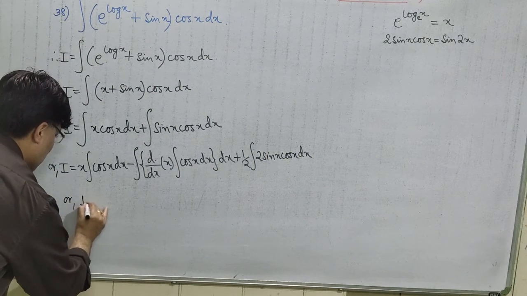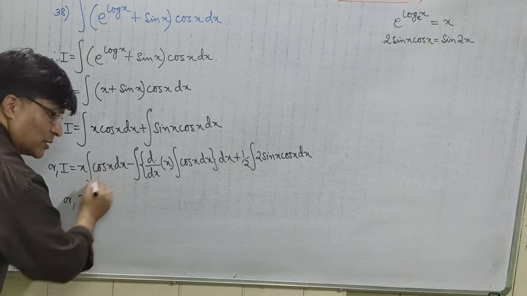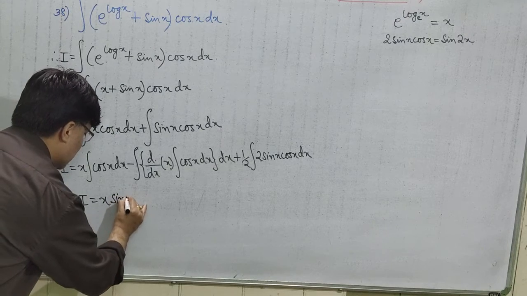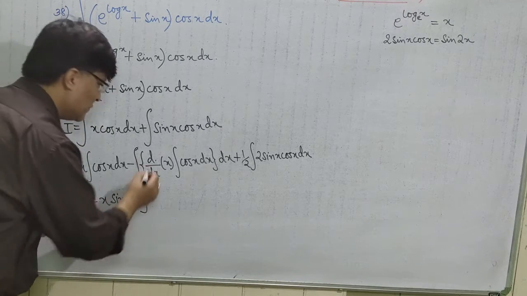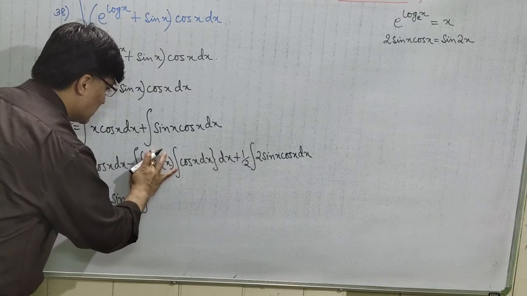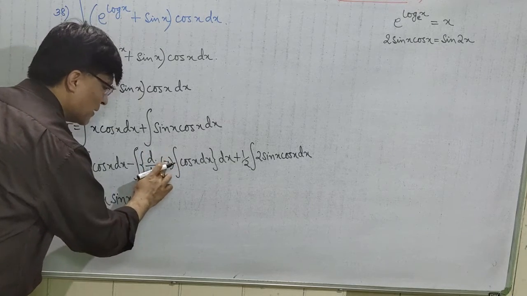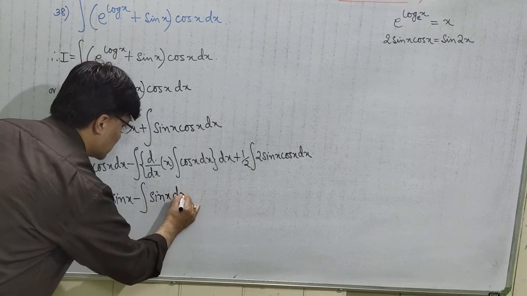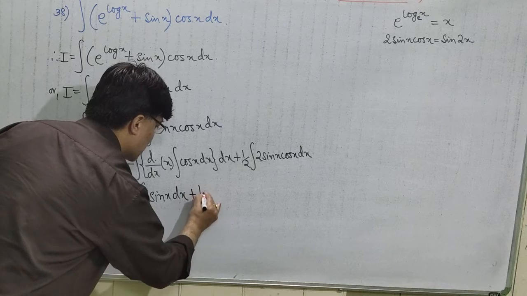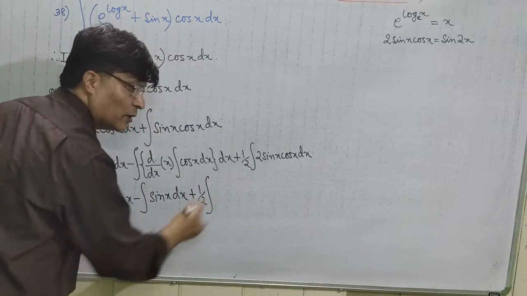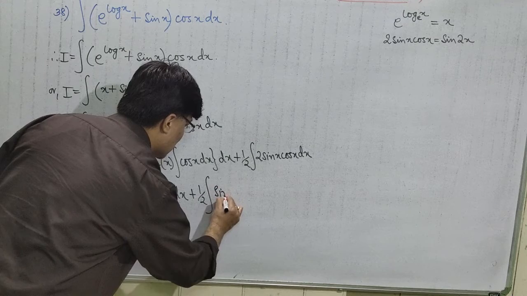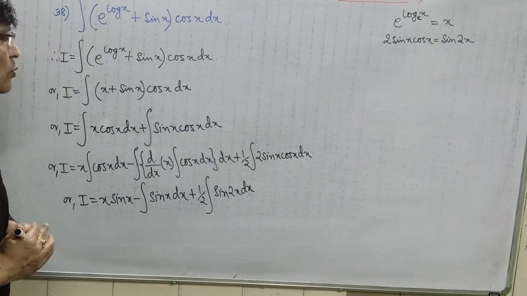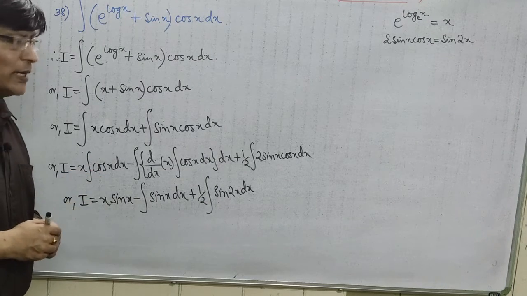Okay, so I is equal to x into, what is the integration of cos x? Differentiation of which function is cos x? This is sin x, minus the integration of dy/dx of x, which is 1. You know that dy/dx of x is 1, so you don't have to write it. The integration of cos x is sin x dx, right? Plus half the integration of, what is 2 sin x cos x? It is sin 2x dx. The integration of 2 sin x cos x dx is sin 2x.